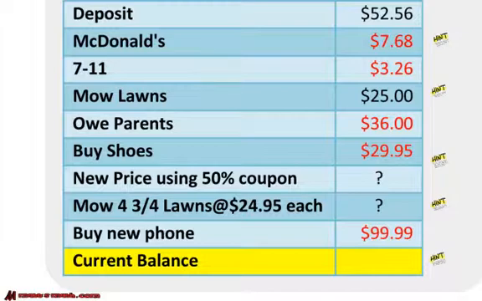Now, this is all an exercise in PEMDAS and being able to get the fractions and the decimals to line up. But wait a minute, we don't know what 50% of the coupon is for the shoes. We paid 50% off of this, so let's do 50% of that, guys. So 29.95 times 0.5. All right, then follow along, figure out your new balance.